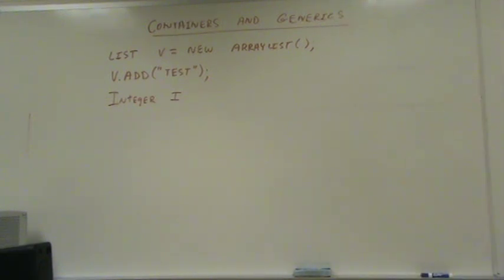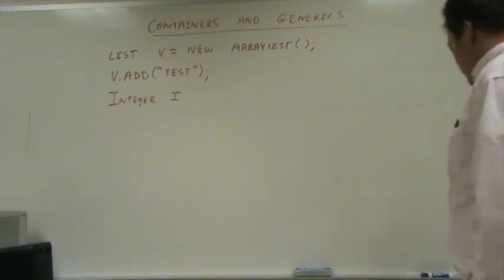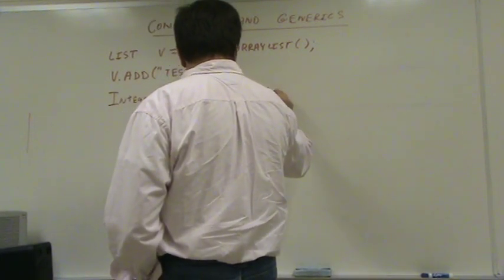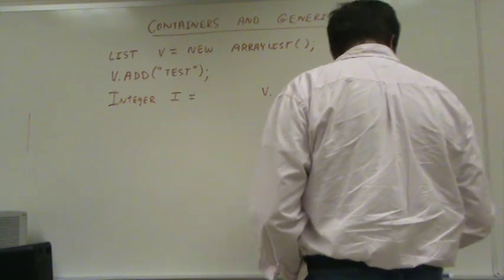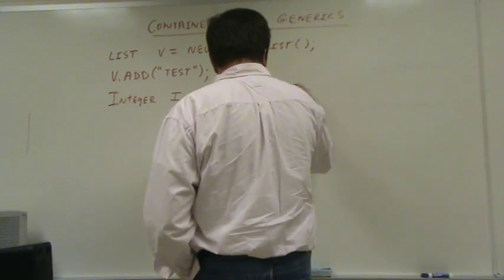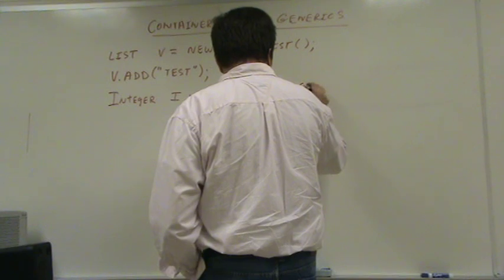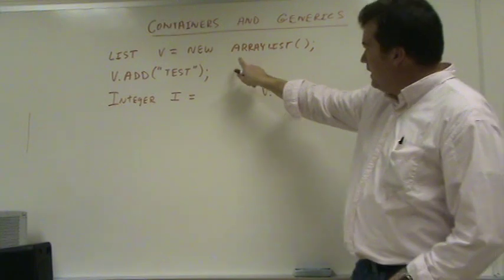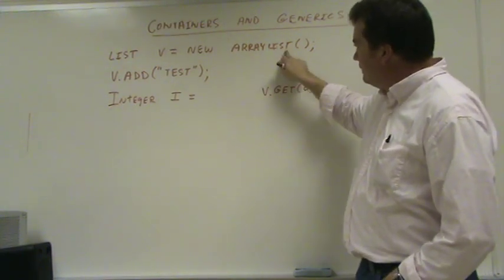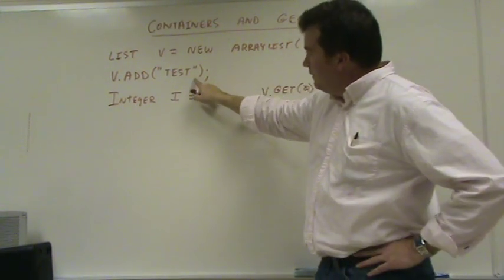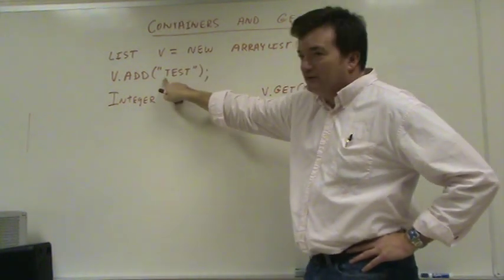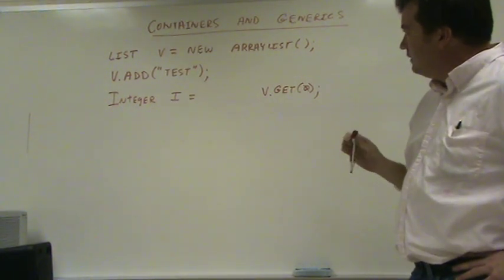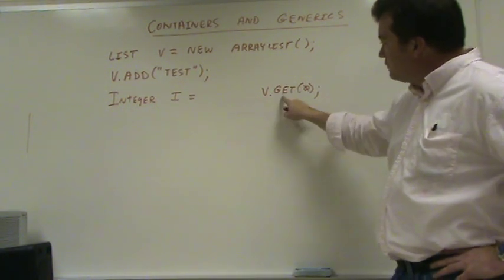Suppose we wanted to have an integer equal, and let me just leave a little room in case we want to do a typecast. But suppose we wanted to take the 0th element. So right now, what we have in our array list, it originally started off empty, and then we added an element to it. So this got into location 0 of our array list. Now we're going to try to pull out the value.